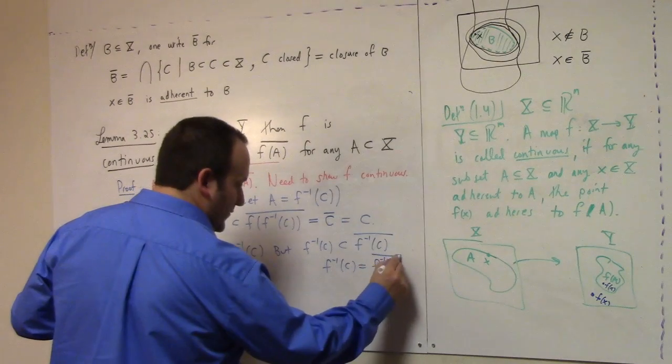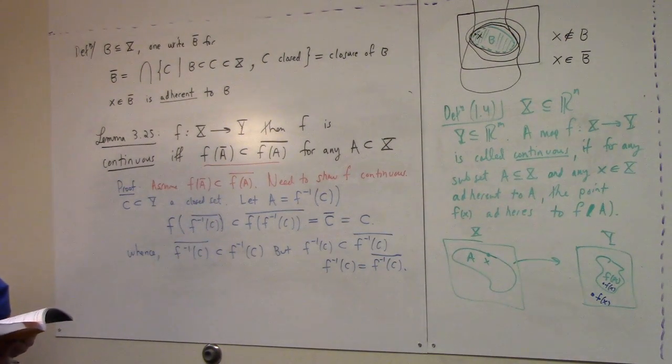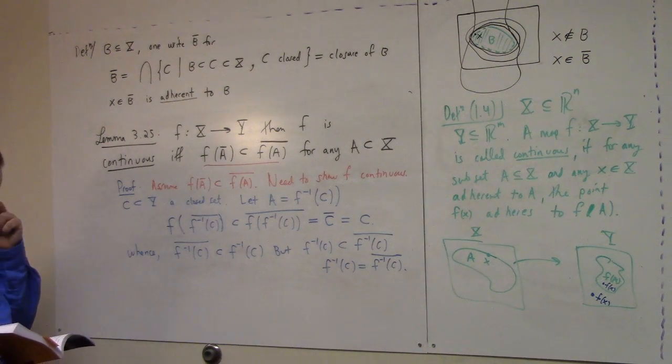Which is to say that the inverse image is closed. And there you have it. The inverse image of a closed set is closed. The closed set was arbitrary. Therefore, f is continuous.